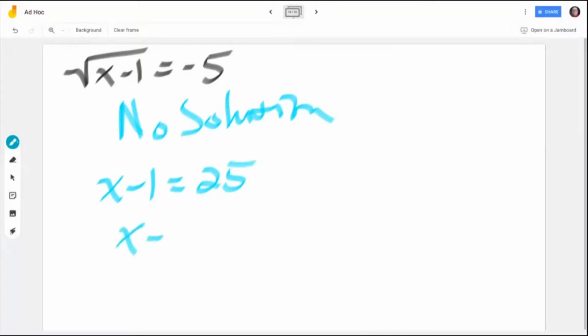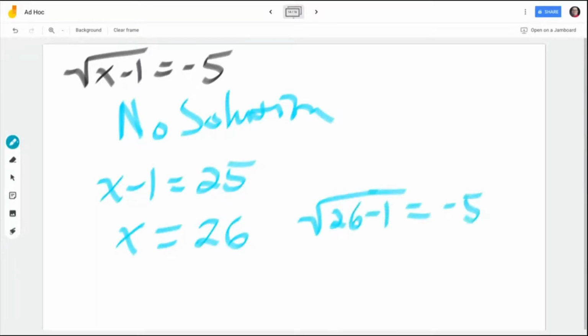Well, actually, we would add 1, right? Why would we subtract 25? We would add 1 to both sides. We would get x is equal to 26. But when you test that out, you need the square root of 26 minus 1 to be equal to negative 5. And that's going to be the square root of 25 is equal to negative 5.